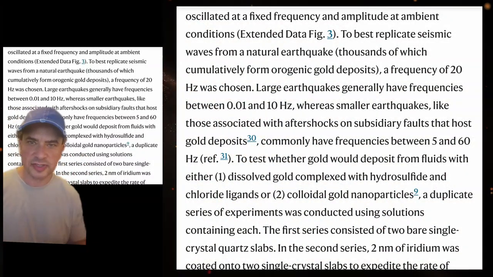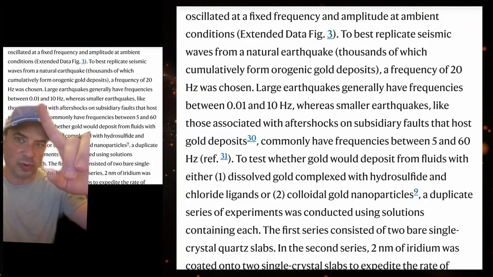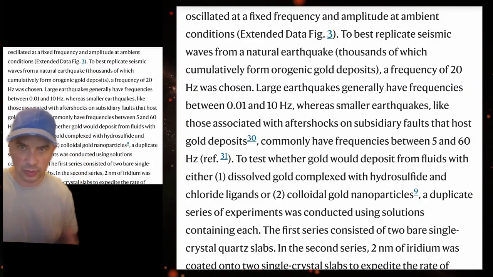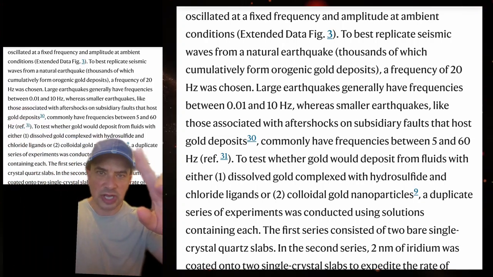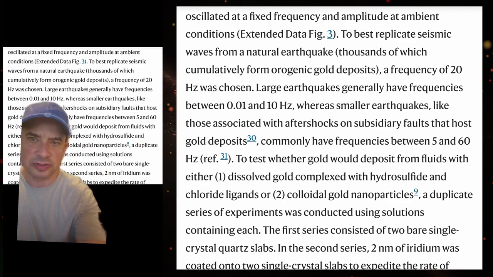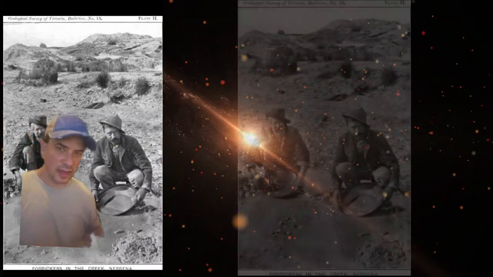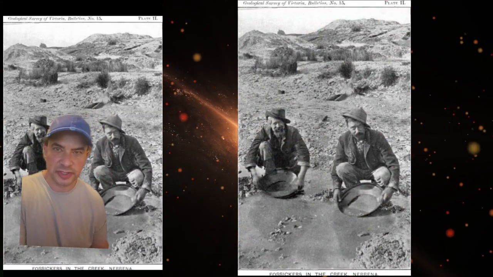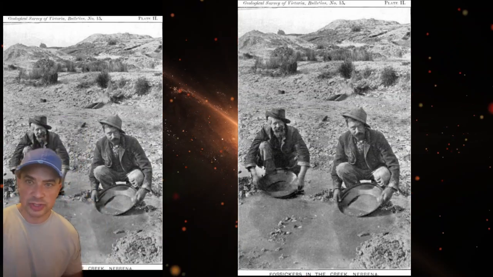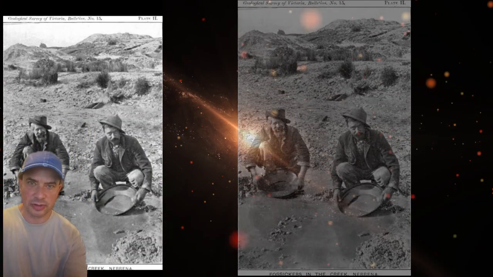Now, what they noted is that large earthquakes generally have frequencies between 0.1 and 10 hertz, so 10 cycles per second, and smaller earthquakes have between 5 and 60 hertz. So they decided to run their apparatus at 20 hertz, so somewhere right in the middle. They got the pieces of quartz they used from the Victoria gold fields, which I guess there was a huge gold boom there in Australia about 150 years ago.